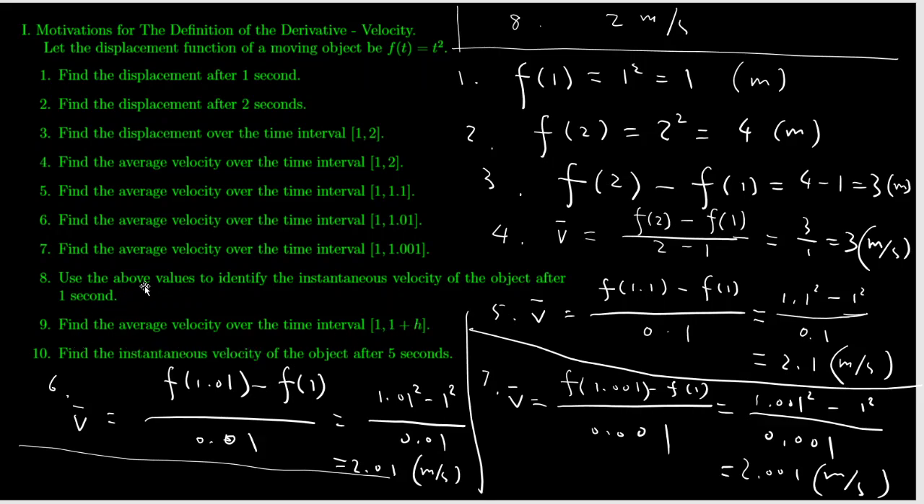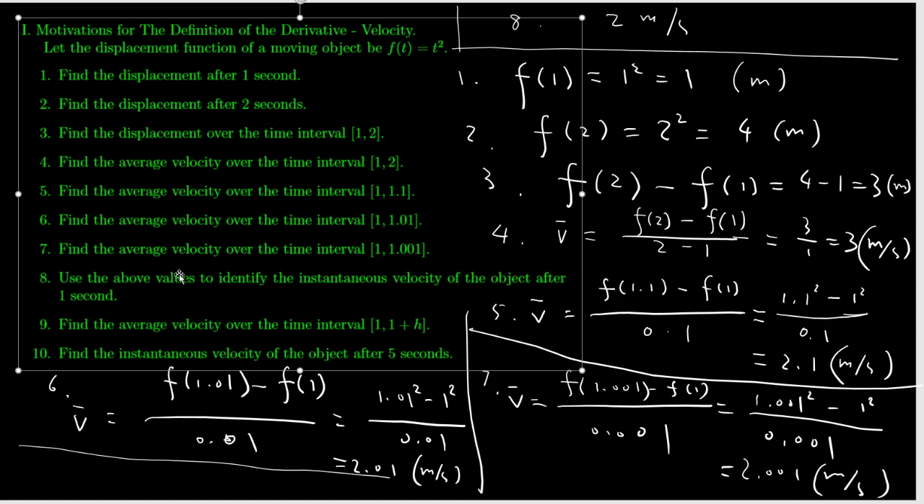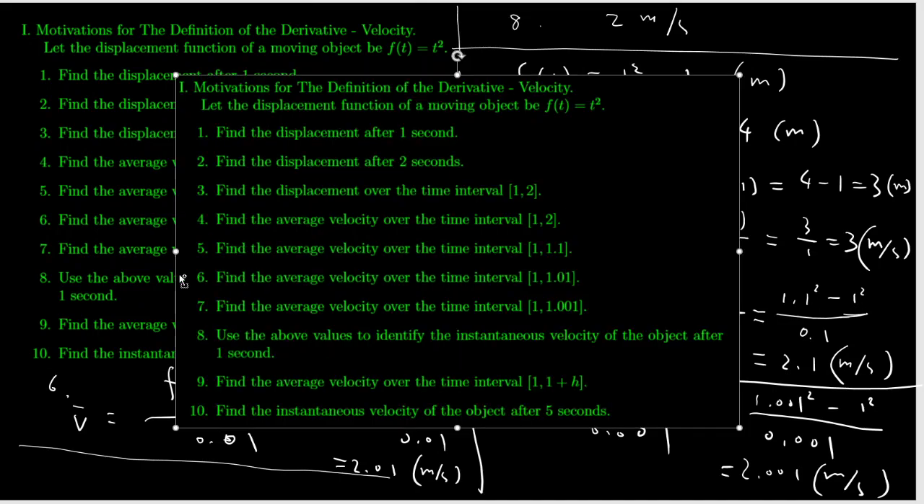Now in question number 9, we are going to compute the average velocity over the time interval from 1 second to 1 plus h seconds. You just imagine h is a very, very tiny positive number.